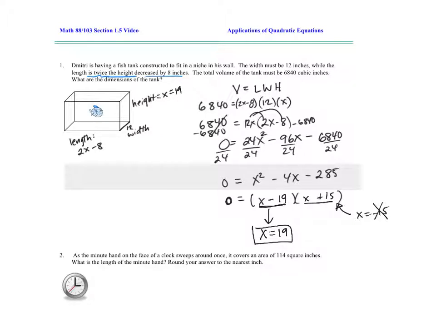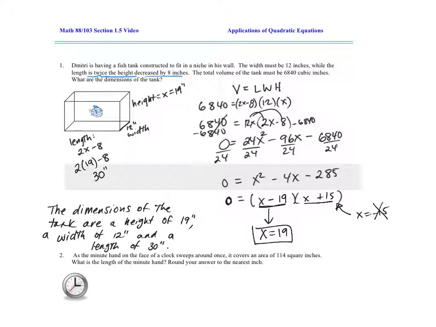Okay, good. So we have our height, we have our width, and our length would be 2 times 19 minus 8, which ends up being 30. And our units are inches. And we just want to write that out in a complete sentence with these applications. And we are done. Great.